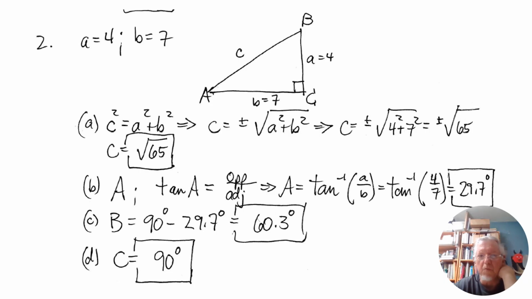So you may say I'm violating what I've done here. Yes, in some respects, I probably should have then, to find B, calculated B as the inverse tangent of 7 over 4. But the three angles do have to add up to 180 degrees. So no matter what happens here, I'm going to get 60.3.